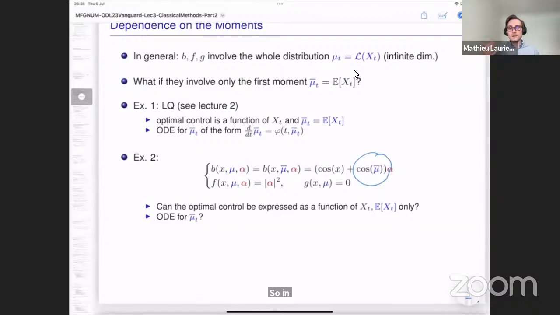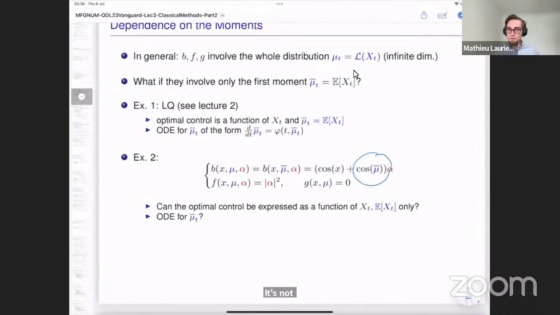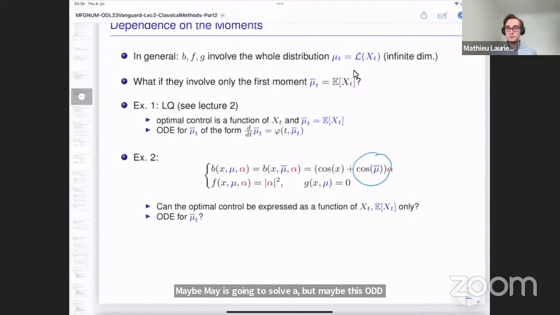However, it's not clear that this first moment solves an ODE, and that you can solve it by itself. Maybe it's going to solve an ODE, but maybe this ODE involves higher order moments, or complicated quantities of the distribution. So it's not clear that you will get a closed system of forward-backward ODEs in finite dimension. Maybe you will have infinitely many ODEs coupled together, for example.